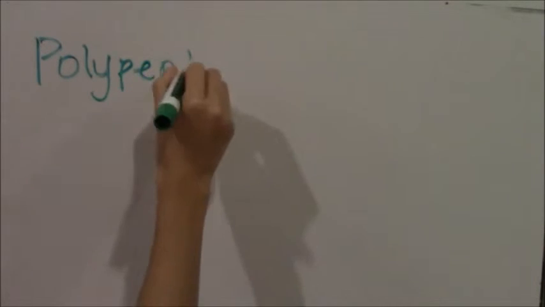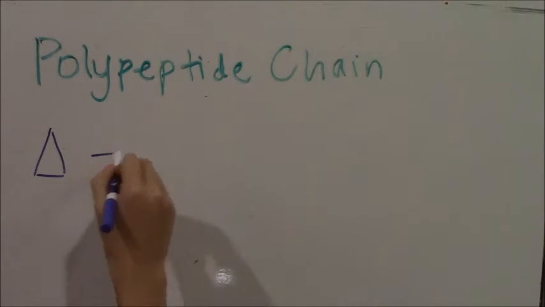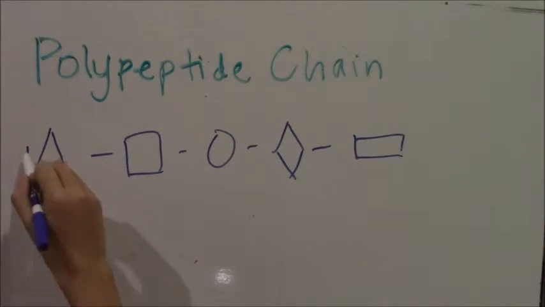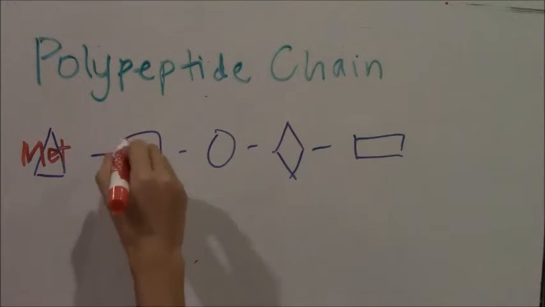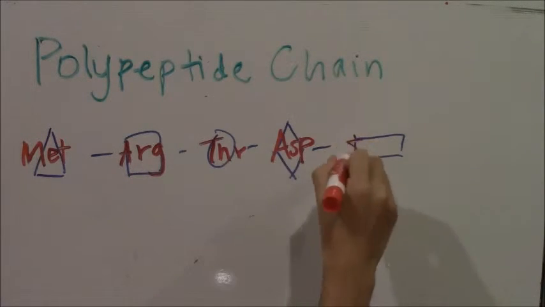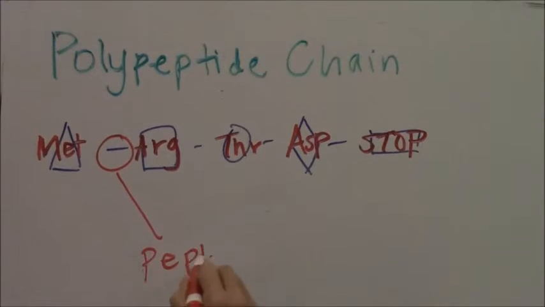Let's get a close-up of the polypeptide chain. Peptide bonds are covalent bonds formed between two amino acids. They bond the amino group of each amino acid to the carboxyl group of the next and are located between the amino acids of proteins.